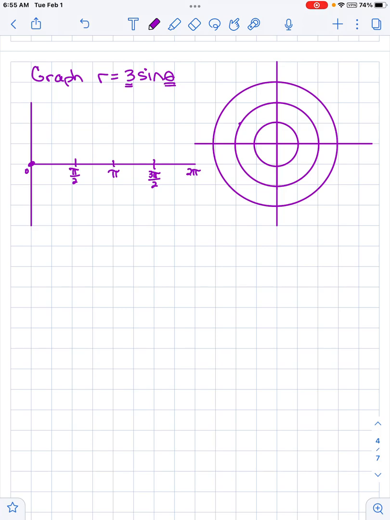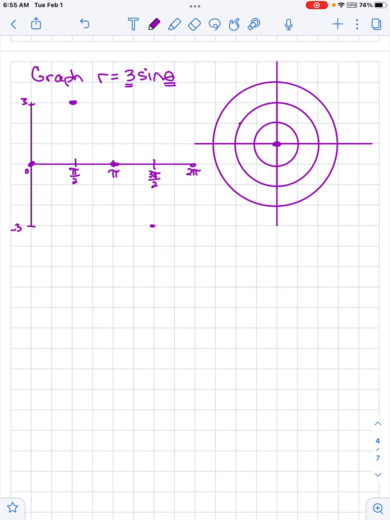So we know 0, 0. We know pi over 2 is normally 1, but because we're stretching this by 3, that's now up at 3. Pi is back to 0. 3 pi over 2 is down to -3 then, and 2 pi is back to 0 again.